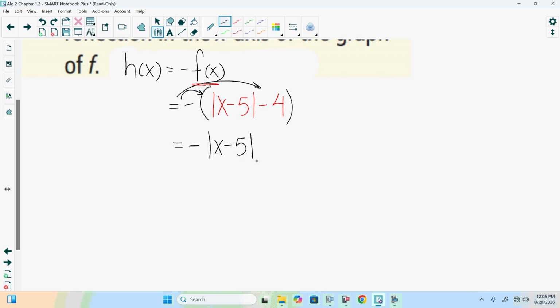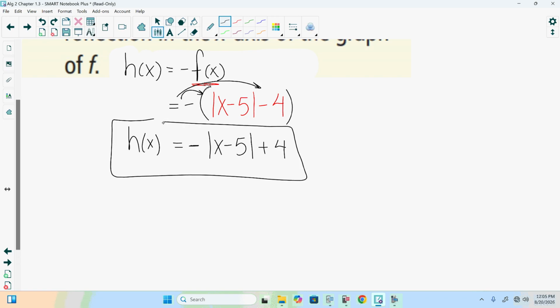But we also have to apply that negative to the negative 4. It will still be 4, but a negative and a negative make a positive. That tells us our reflection across the x-axis would be negative absolute value of x minus 5, plus 4. Questions on this here? Are you ready for the next one?